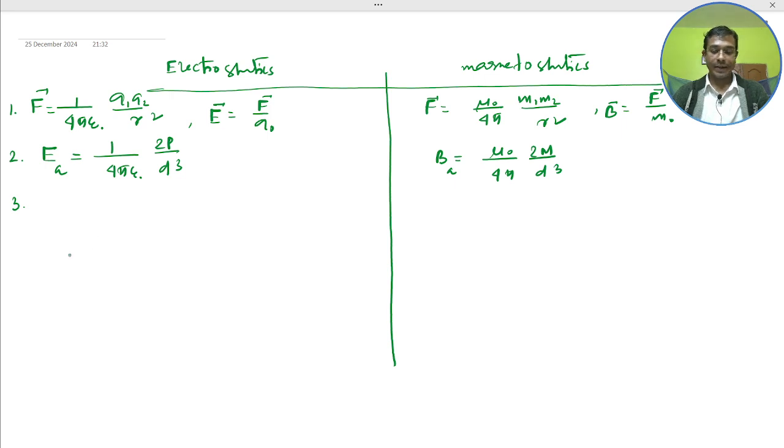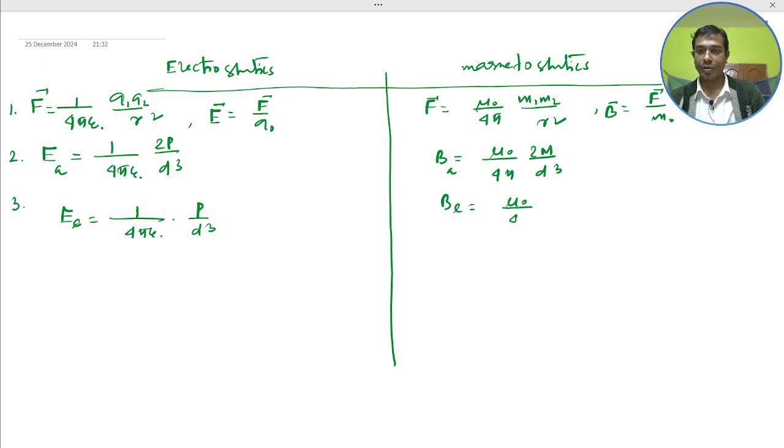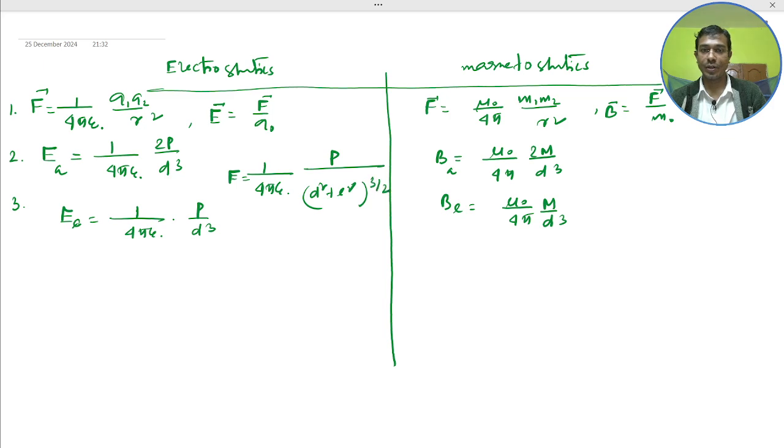For the equatorial line, here it is 1 by 4 pi epsilon naught p by d cube, and here m by d cube. B equatorial is mu naught by 4 pi m by d cube. The main formula is that E equals 1 by 4 pi epsilon naught p by (d square plus L square) to the power 3 by 2.